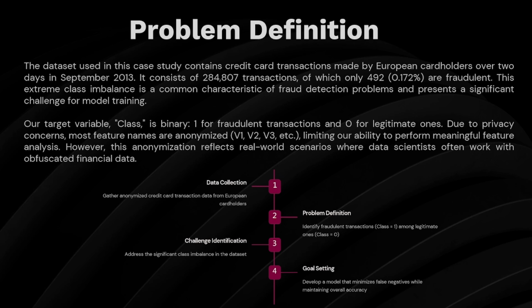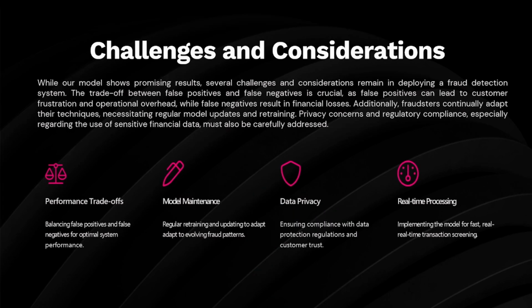In the dataset, mostly for privacy reasons, most of the features are anonymized and labeled as V1, V2, and so forth. Our target variable Class is 1 for fraudulent transactions and 0 for legitimate ones. This reflects a real-world scenario where data scientists often work with obfuscated financial data to protect user privacy. The key challenge lies in balancing the trade-off between false positives and false negatives.